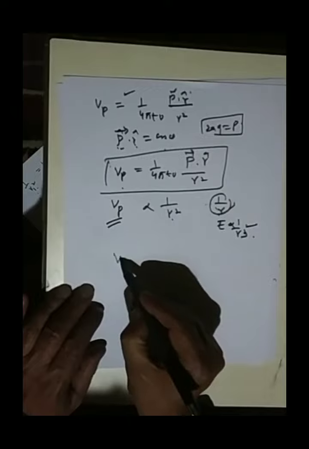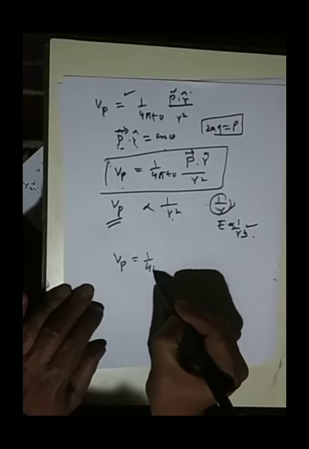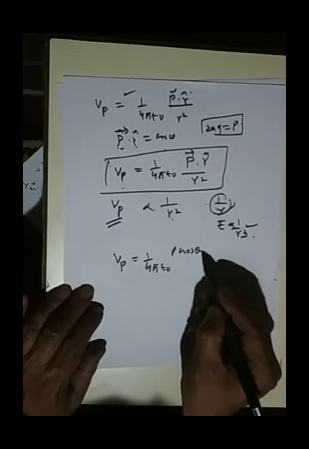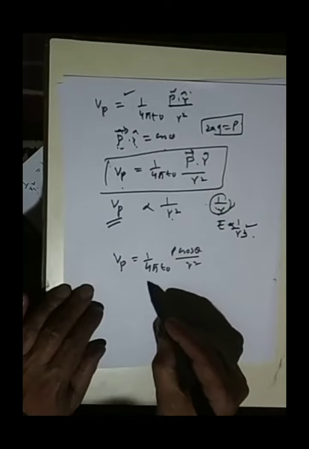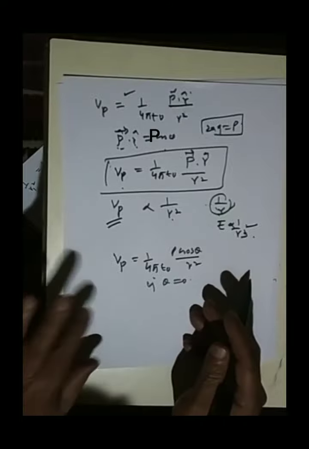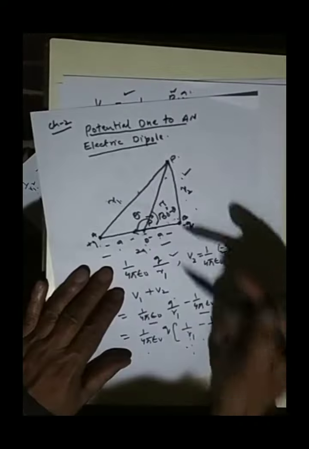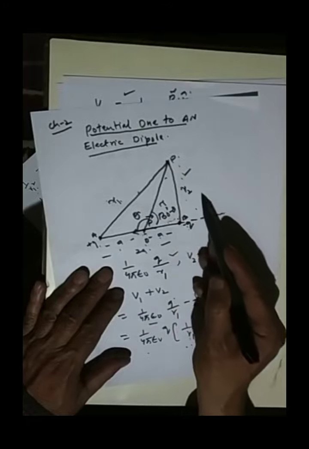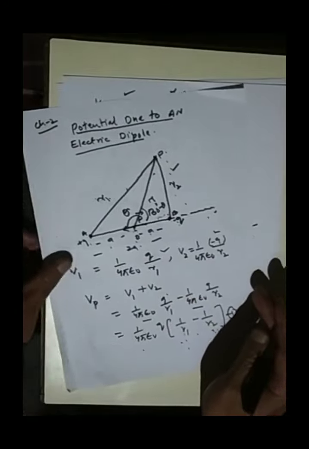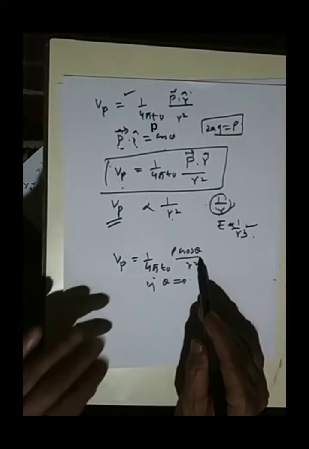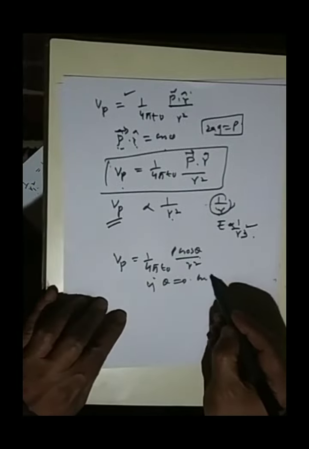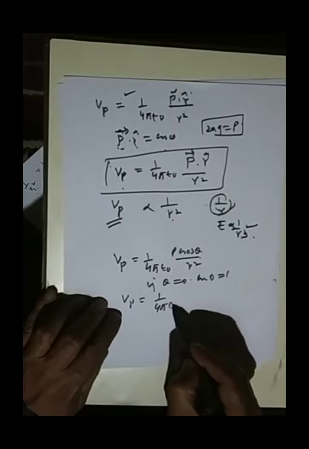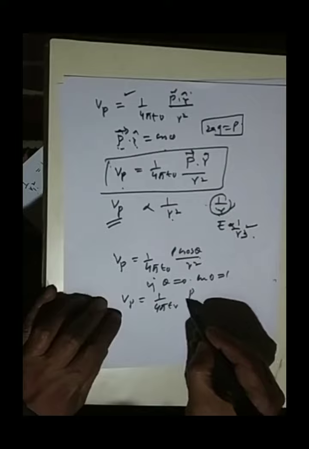Now we can reduce this to simple cases. For example, in this equation Vp is equal to 1 by 4 pi epsilon 0 P cos theta by R square, if theta is equal to 0, that is this point P will be on the axial line. So for that theta is equal to 0 and cos 0 is equal to 1, so Vp will be equal to 1 by 4 pi epsilon 0 P by R square.